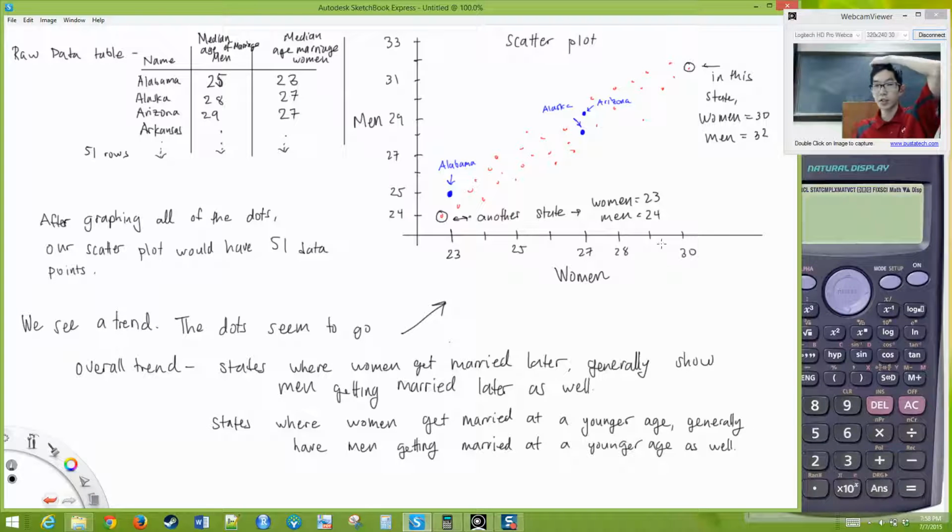And again, each dot is a state. We're not looking at individual marriages. Individual marriages, you can have a great disparity between the age of each person. Okay. But overall, this is the trend, okay? All right, and so this kind of trend, where it's going like this is known as a positive association, okay?